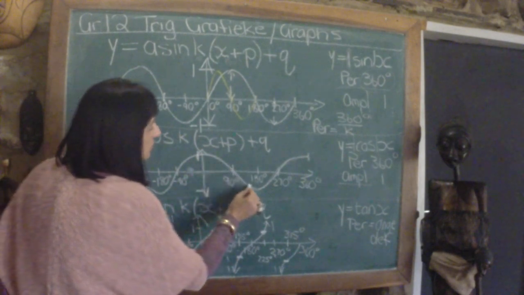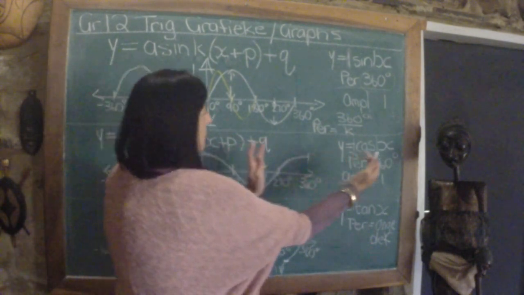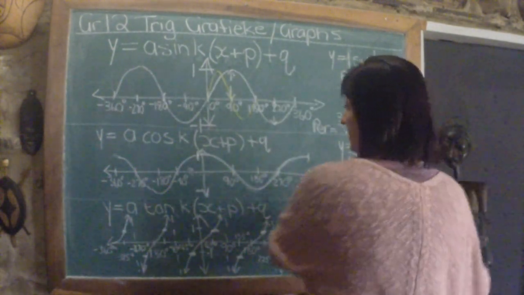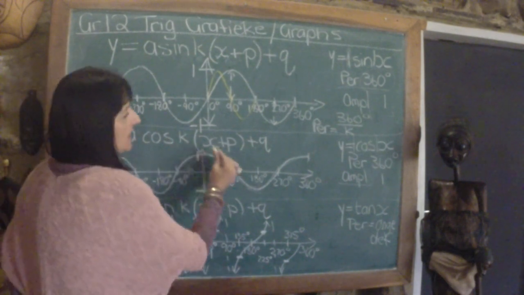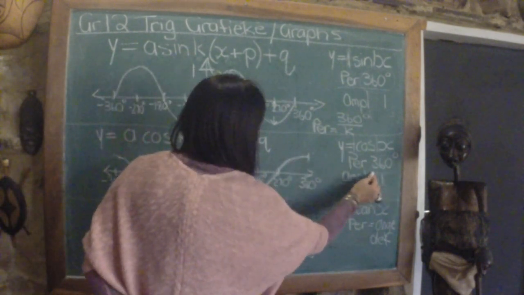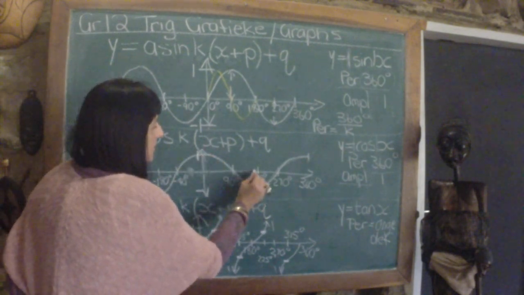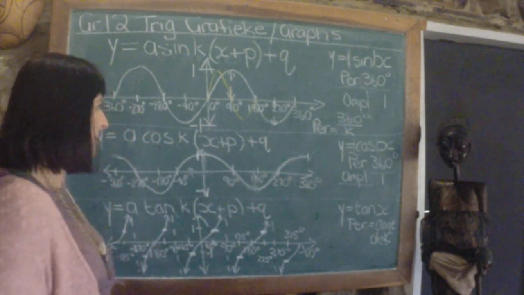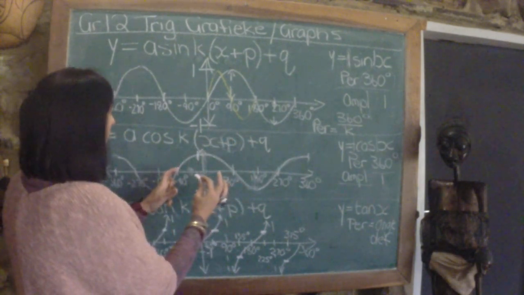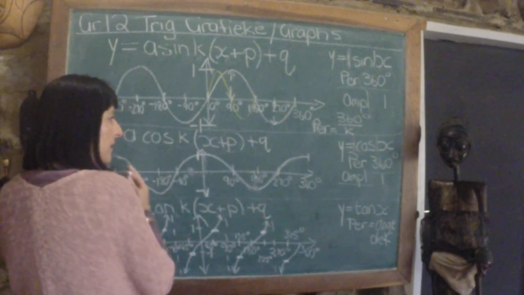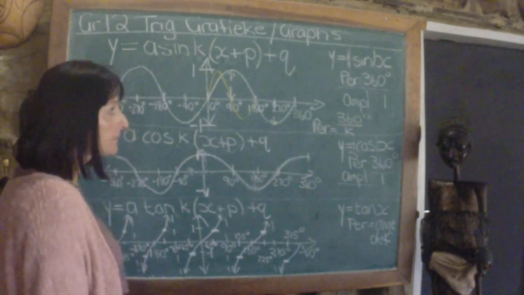For 1 cycle to repeat, it takes 360 degrees. Copy, paste. Copy, paste. Copy, paste. Continuous function. Selle, dit neem 360 grade. Dis die amplitude and the period. Again, P in this case is 0 because this function didn't shift to the left or to the right. En Q is ook 0 want hy het nie op of afgeskuif.